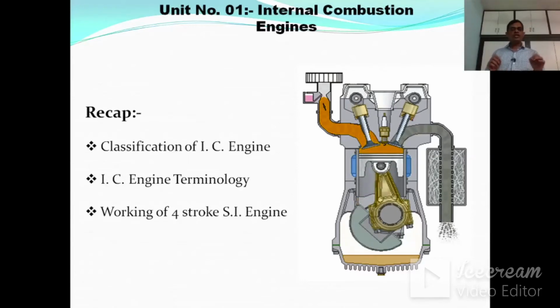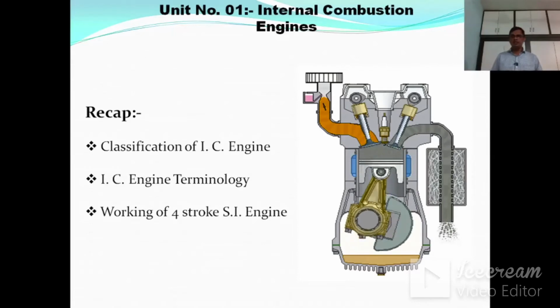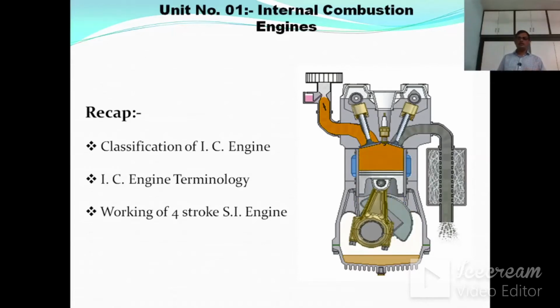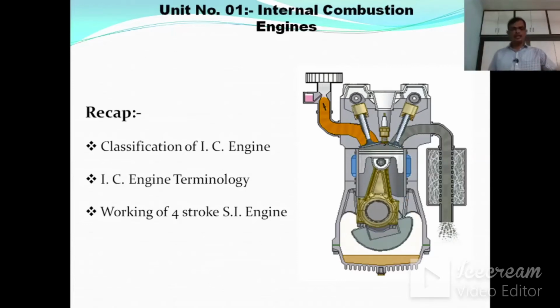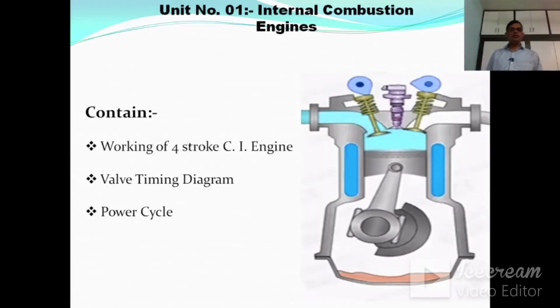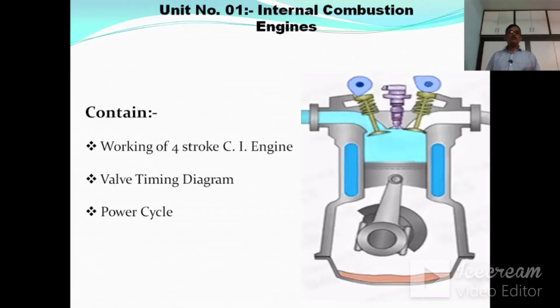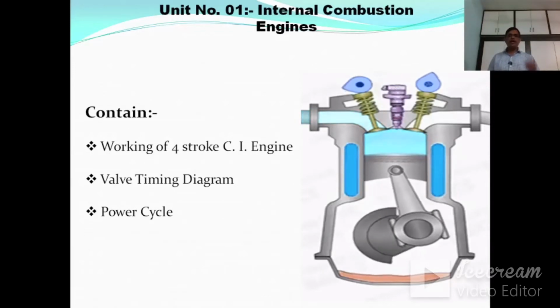We will take a recap of our previous lecture. First was the classification of IC engines, second was IC engine terminology, and third was the working of the 4-stroke SI engine. Today's topic is the working of the 4-stroke CI engine, the valve timing diagram and power cycles.